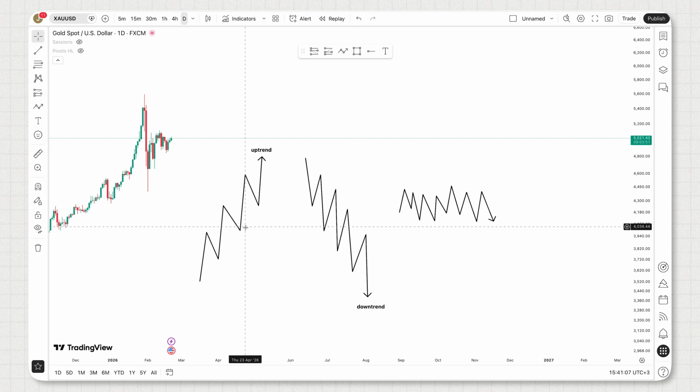Are we in an uptrend? Are we in a downtrend? Or are we consolidating? And if the market is consolidating, leave it alone. We do not trade consolidation. We are only going to trade if the market is trending.